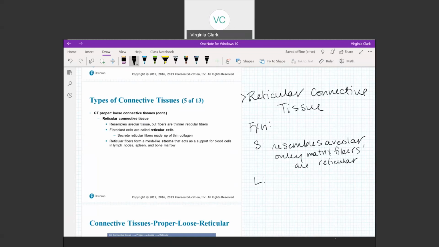The function of this is that it really is going to be involved in areas where you're going to have your lymph system. So it is responsible for areas where you're going to need to have your lymph nodes and your lymph system. The overall function for this is going to be support of our blood supply, specifically our white marrow, our blood supply, our blood cells. But that is going to be our reticular connective tissue.